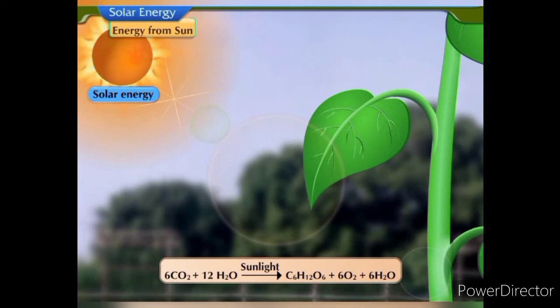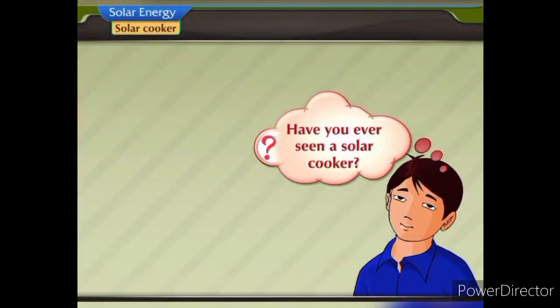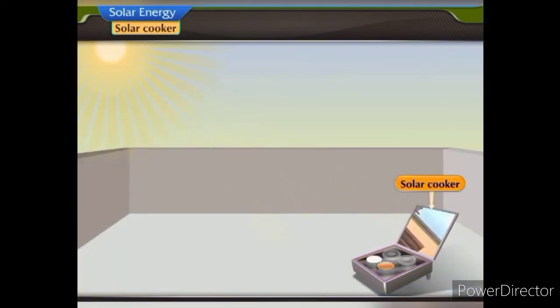Now, let us understand how these solar devices are designed to make use of solar energy. Solar cooker. Have you ever seen a solar cooker? It is a device used to cook food items like rice, dal, vegetables that require slow heating with the help of solar energy. Before we understand the construction of a solar cooker, let us understand the working principle of a solar cooker.